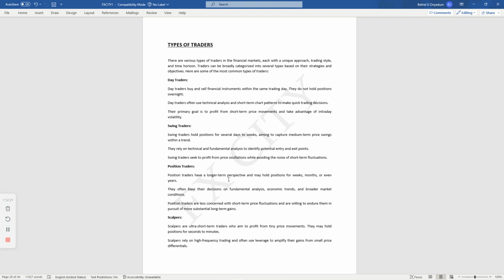You have a few types of traders, and I think the material has already explained the whole thing, so I don't need to go deep into it. Just read it and you'll understand what's going on there. You have day traders, swing traders, position traders, and scalpers. Let me start from scalpers.